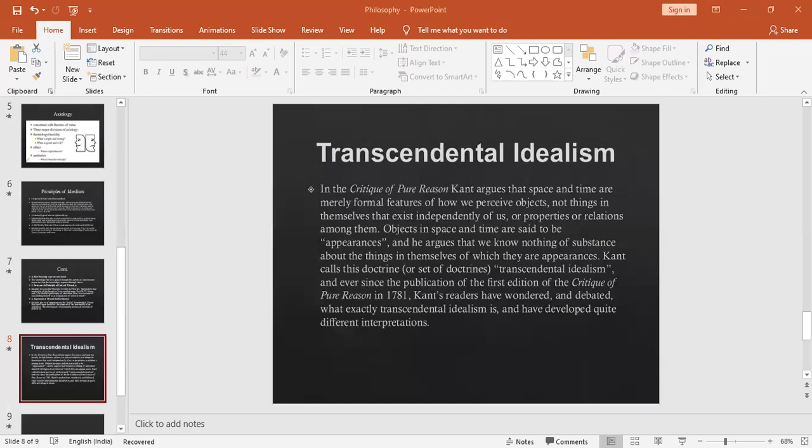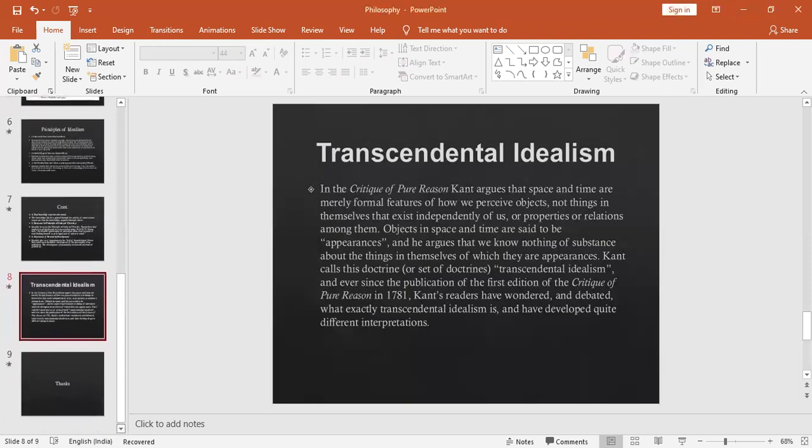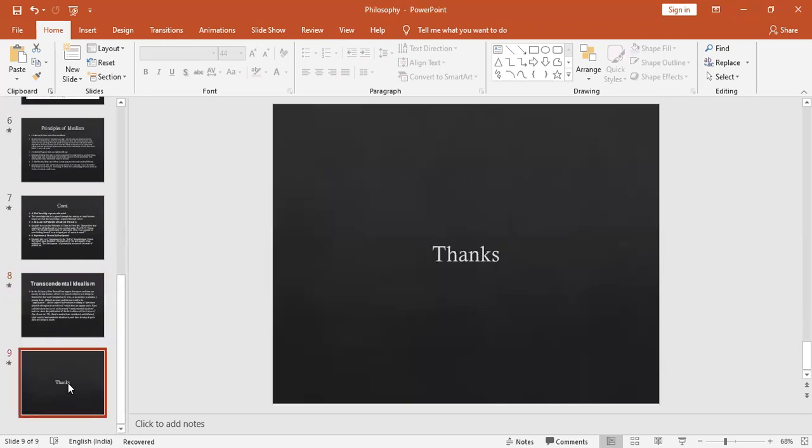So this is very, very important. When we understand these terms, it is very easy for us to understand phenomenological criticism.